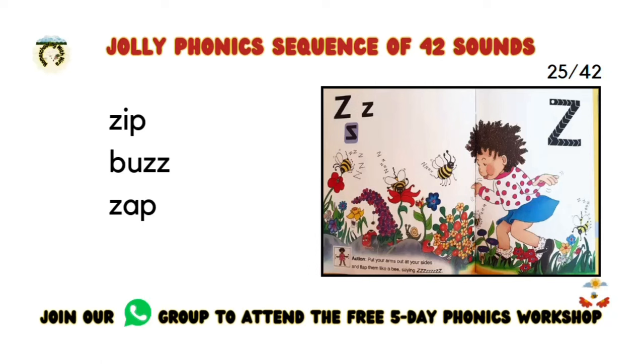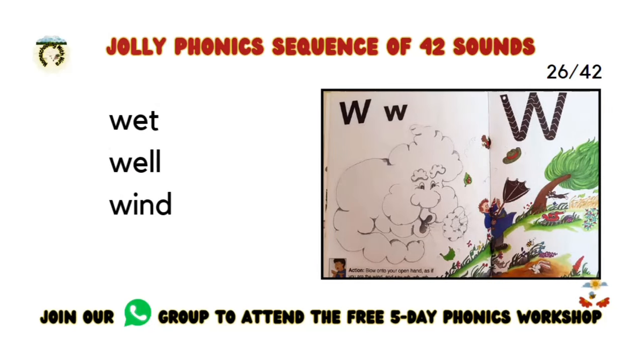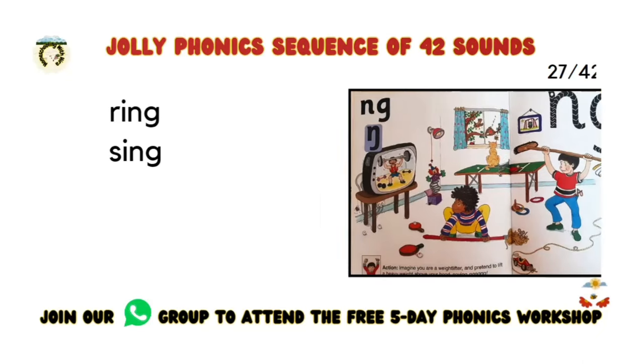Letter Z says the Z sound as in zip, buzz, zap. Next we have letter W. W says wa, wa, wa. You need to make your mouth like this and blow air onto your hand. Keep your hands in front of you and blow air onto them. The sound is wa, as in wet, well, wind. You need to squeeze your lips to a whistling position, right?